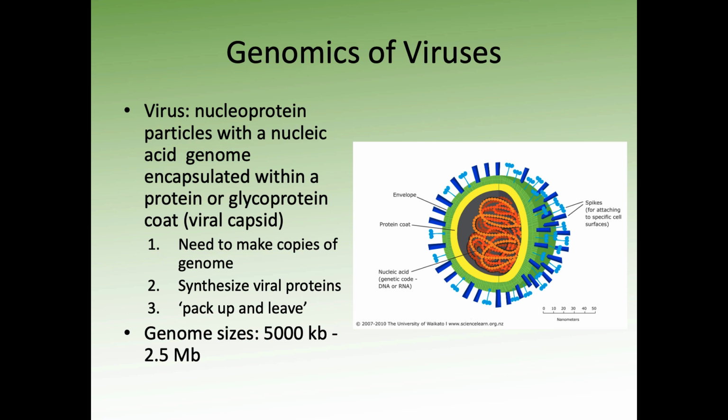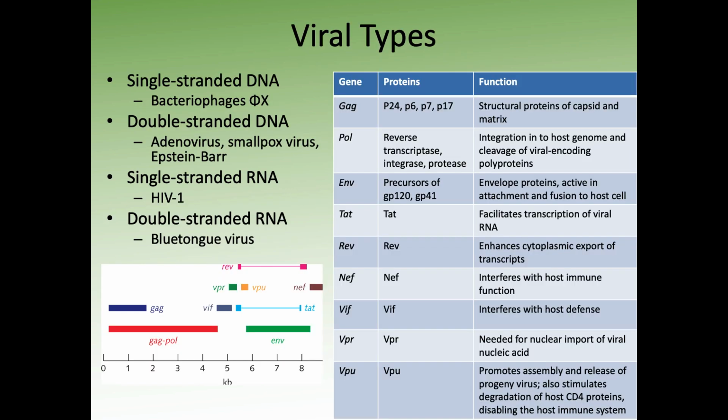Think about the genome sizes of viruses. They tend to be between about 5,000 base pairs to as large as 2.5 million base pairs. And there are some very specific types. So we have single-stranded DNA viruses, of which bacteriophages are a good example, which tend to target bacteria as their host organism. There are double-stranded DNA viruses. These include adenovirus, smallpox virus, Epstein-Barr virus.